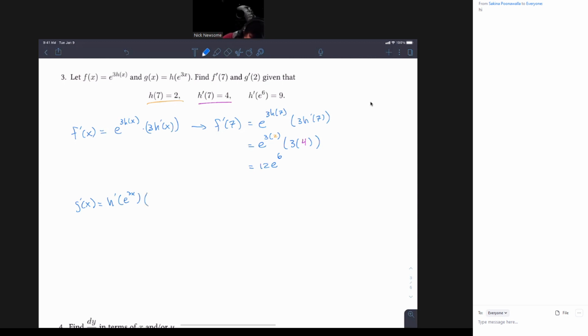We multiply by the derivative of e to the 3x. So the outside function is the e, so we just get itself, and then multiplied by the derivative of the inside function, which is the exponent. So the derivative of 3x. So this has a double chain rule.